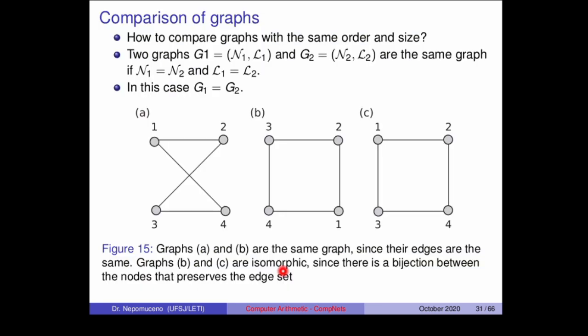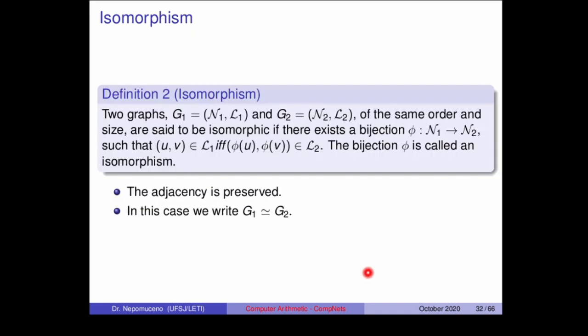Comparison of graphs. How to compare graphs with the same order and size. Two graphs G1 and G2 are the same graph if N1 is equal to N2 and L1 is equal to L2. In this case, G1 is equal to G2. So here you have 3 graphs. Let's see what happened here. Graphs A and B are the same graph, since the edges are the same. Graphs B and C are isomorphic, since there is a bijection between the nodes that preserves the edge set.